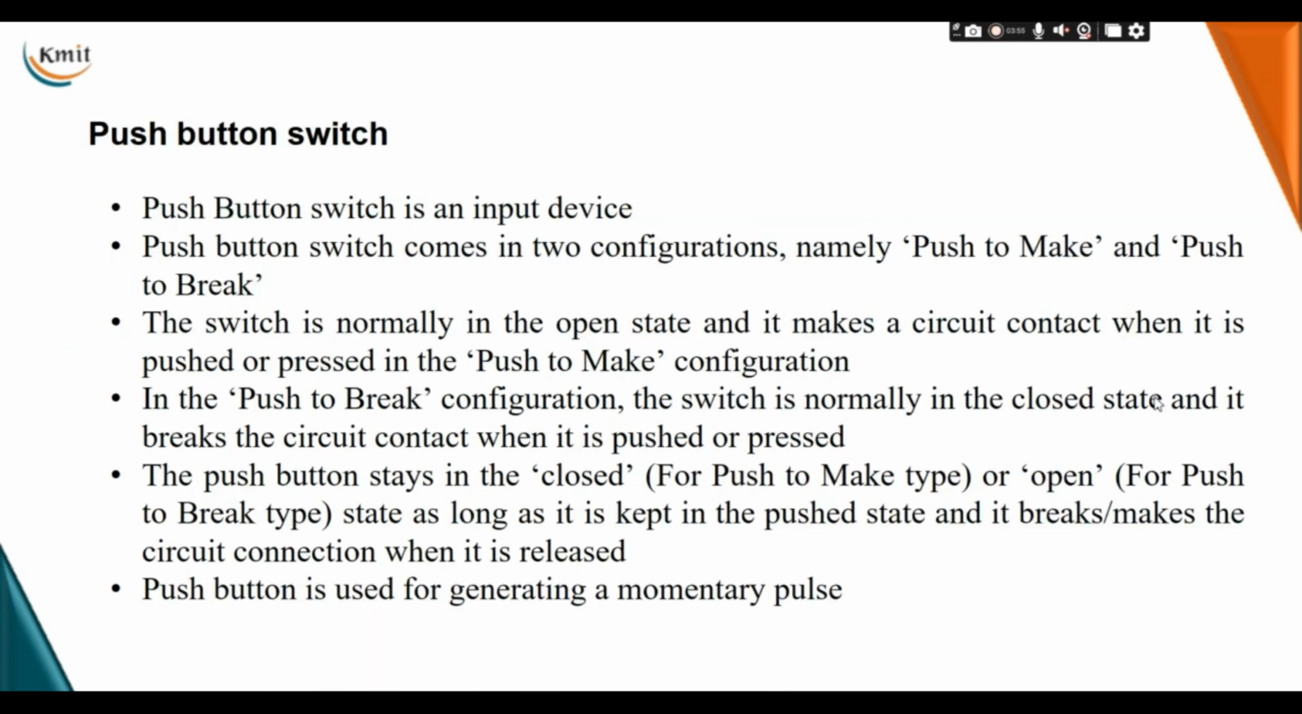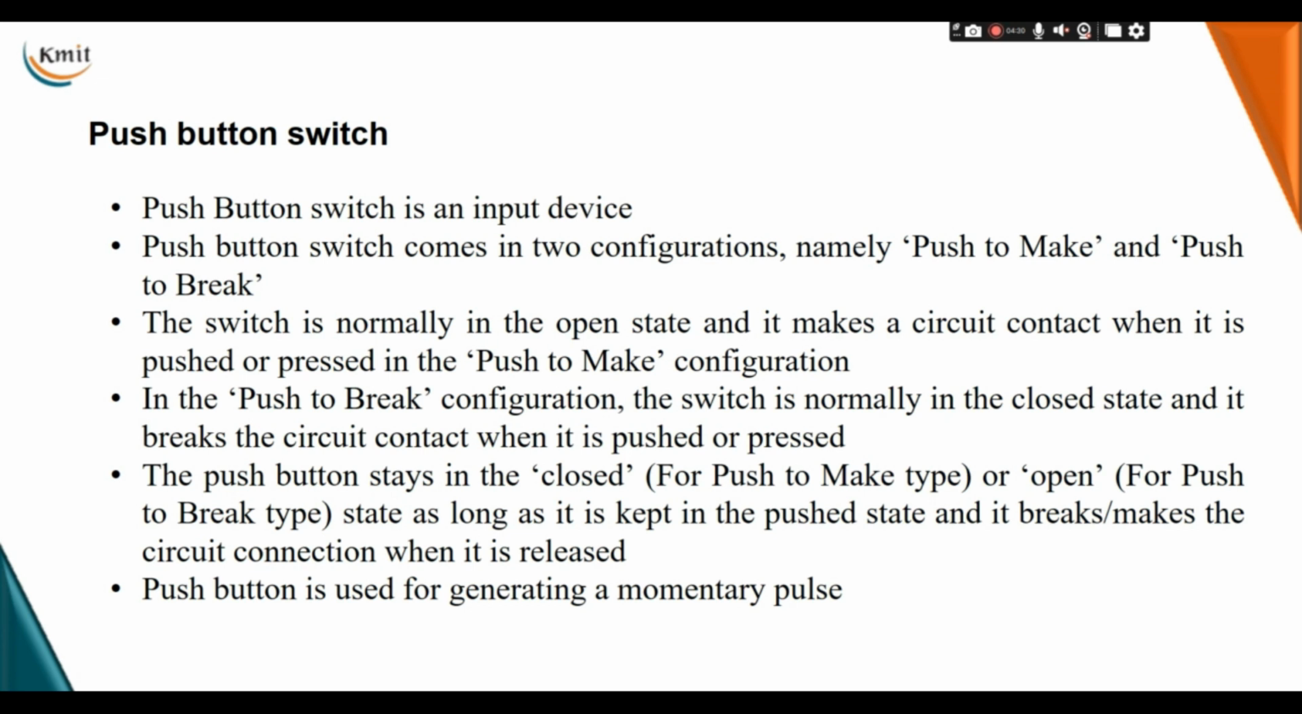Next type of actuator is push button switch. Push button switch is an input device. It comes in 2 configurations, namely push to make and push to break. The switch is normally in the open state and it makes a circuit contact when it is pushed or pressed in the push to make configuration. In the push to break configuration, the switch is normally in the closed state and it breaks the circuit contact when it is pushed.